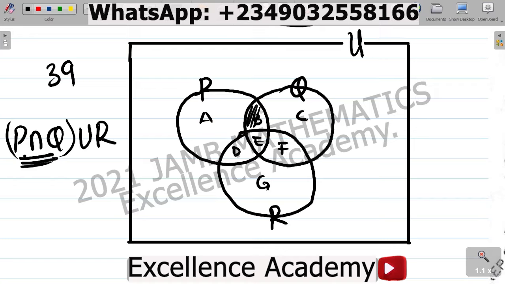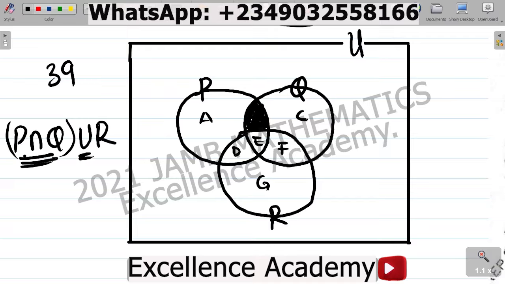Look at this point here. P and Q meet at B. That is their intersection. This is where they meet. So I'm going to shade this part here. This is my first shading. P and Q meet at this point here. Next up again, what do you have?